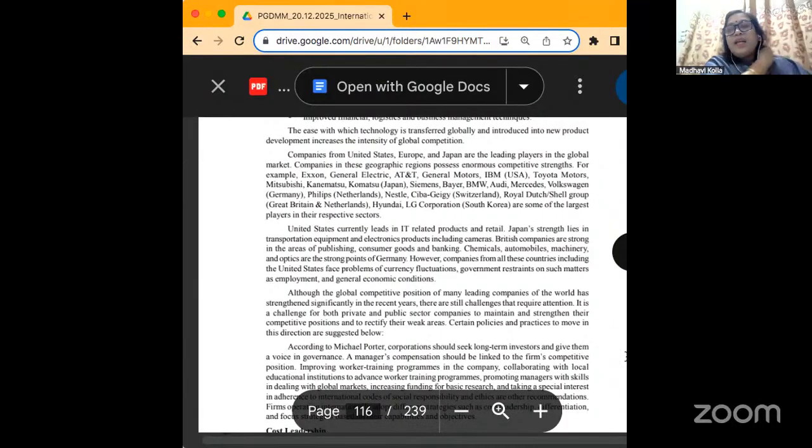The United States, for example, leads in IT related products and retail. Whereas Japan's strength lies in transportation equipment and electronic products, including cameras. This is something that is known to all of us. British companies are strong in the areas of publishing, consumer goods, and banking. Chemicals, automobiles, machinery, and optics are the strong points of Germany.